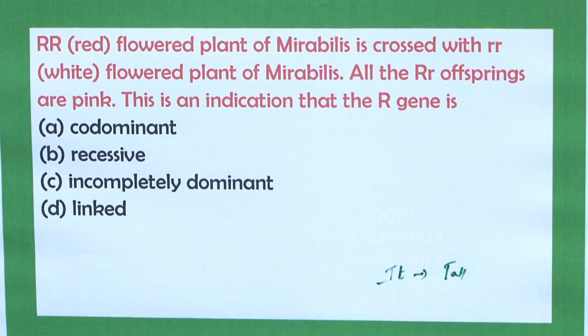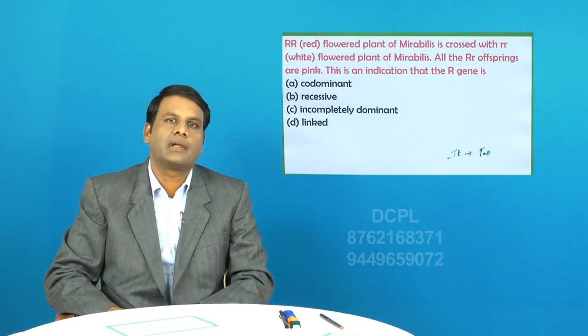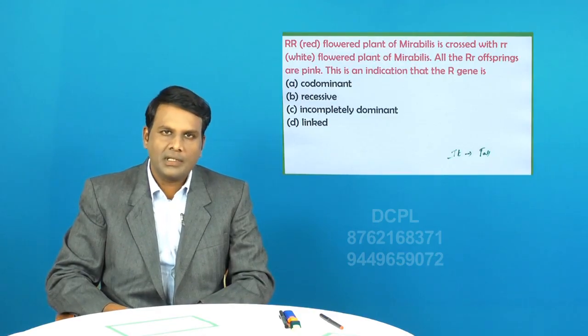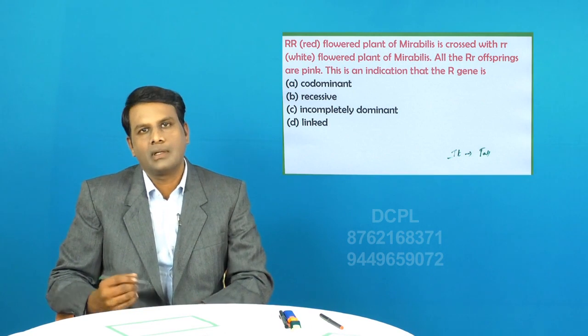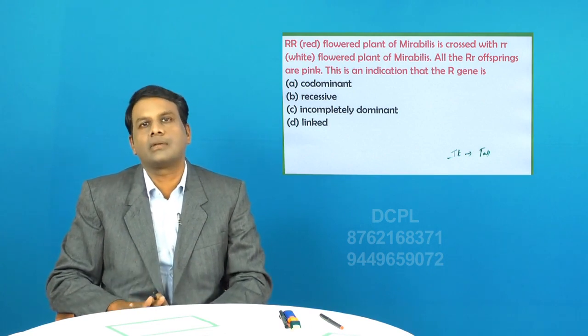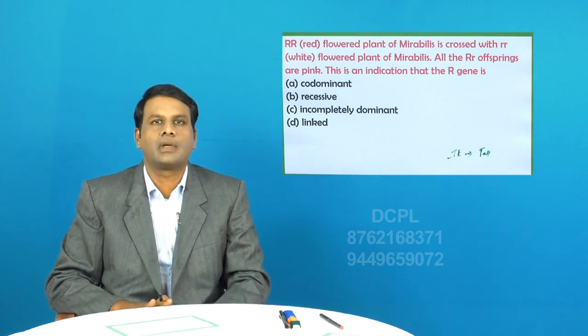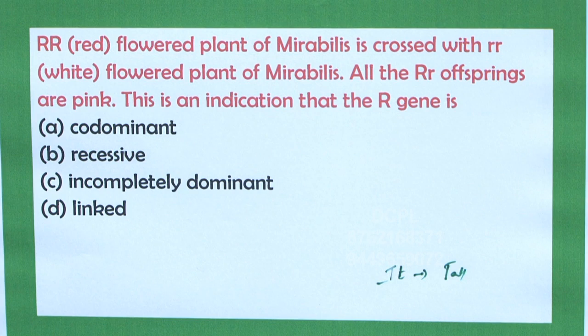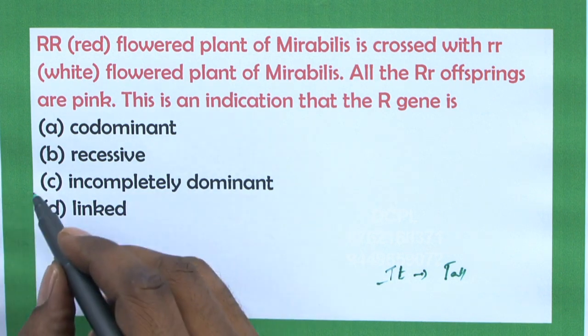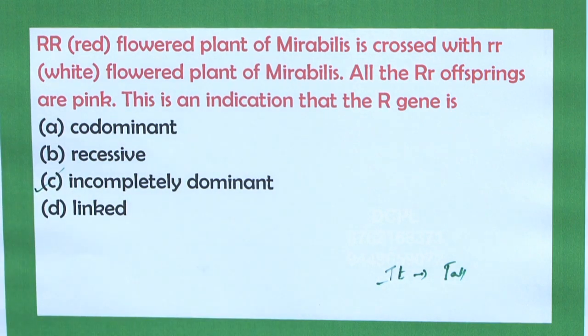Option C is incompletely dominant. In incomplete dominance, the dominant gene is incompletely dominant over the recessive gene, and hence in heterozygous condition the plant will show an intermediate character. Option D is linked, and these two are not linked genes. So, in this particular question, the correct option is option C, incompletely dominant.